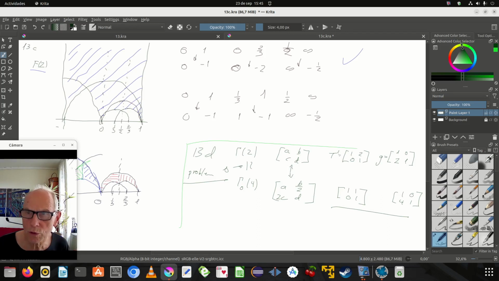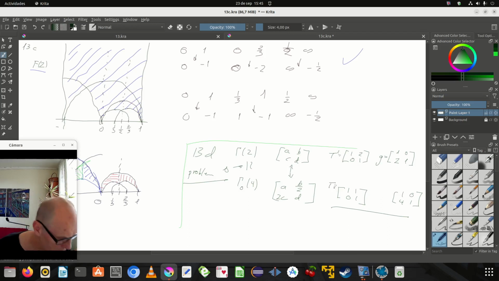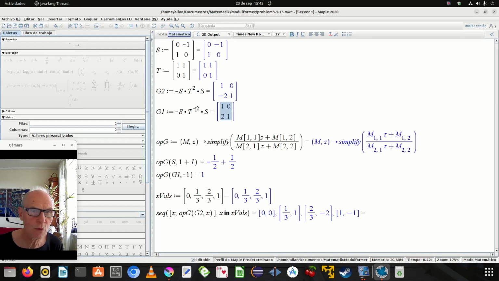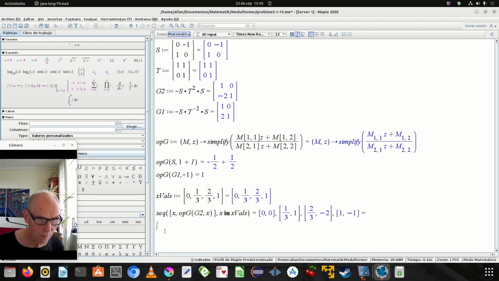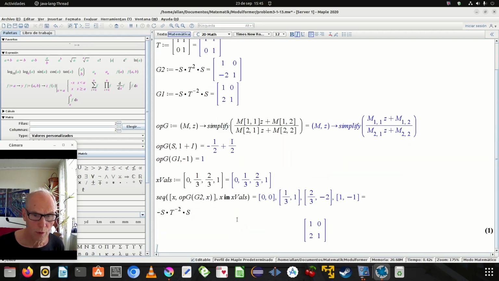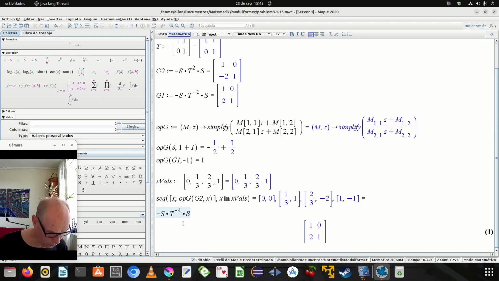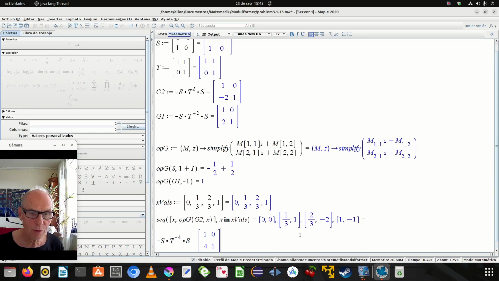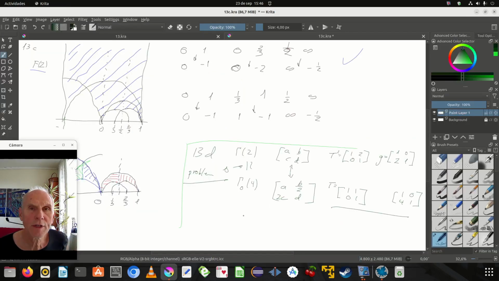This is T, of course. Yeah, and then this should be something like T to minus 4th. I said 4th, and there we go. That's exactly what it is. So 13D was trivial when all the hard work of 13C had been done.